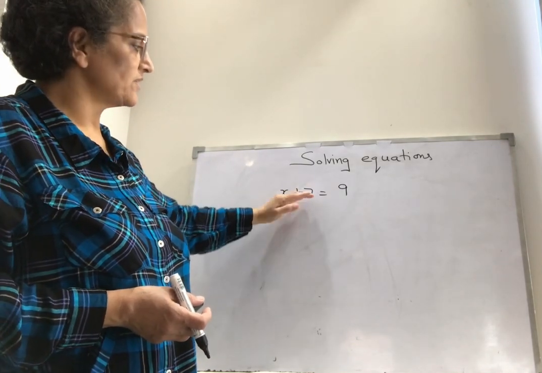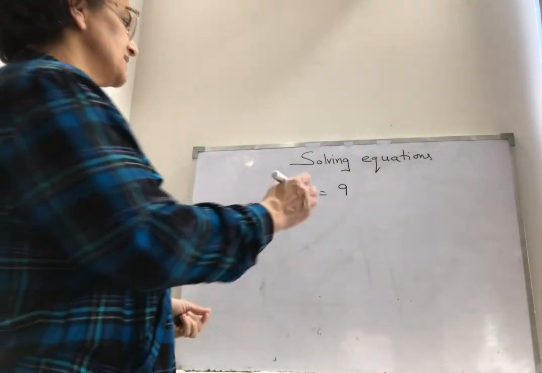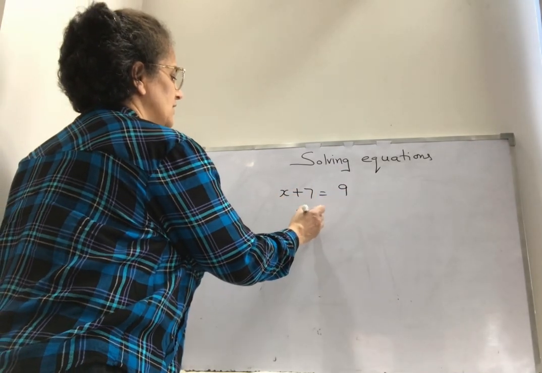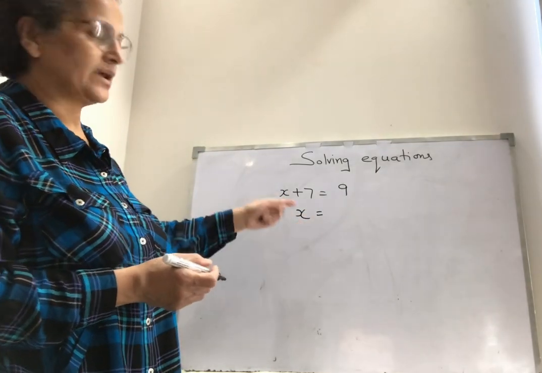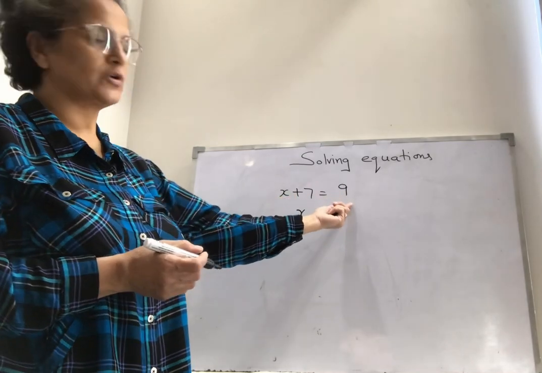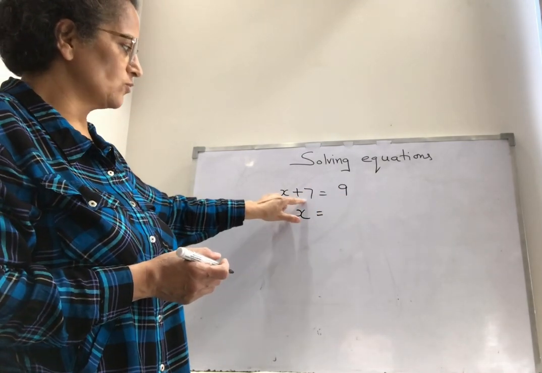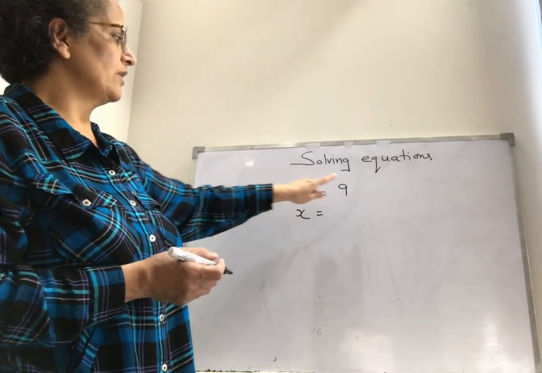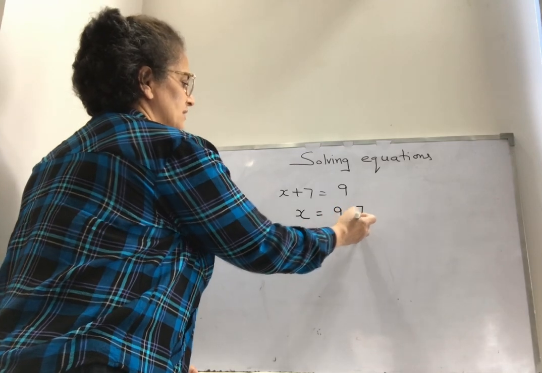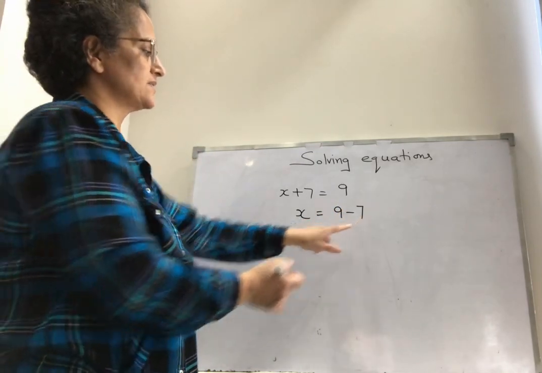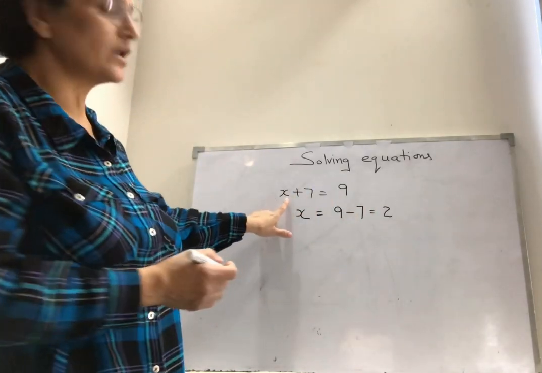So this plus 7, when it goes on the right hand side, it becomes minus 7. So whatever value of variable we have to find, it should be on one side. It can be on left hand side, it can be on right hand side, and nothing should be there with it. So we are removing plus 7. When it goes to the other side, it becomes minus 7. And what is 9 minus 7? This is 2. So you are solving for x.